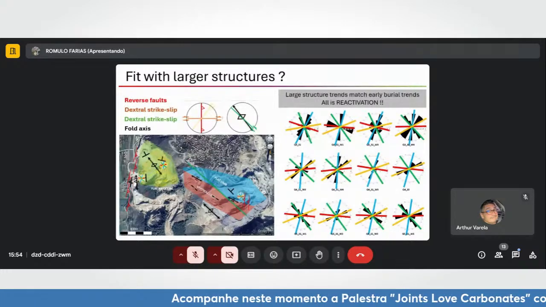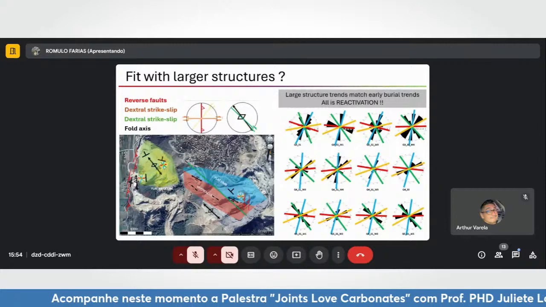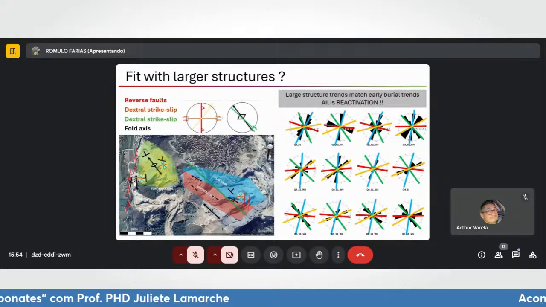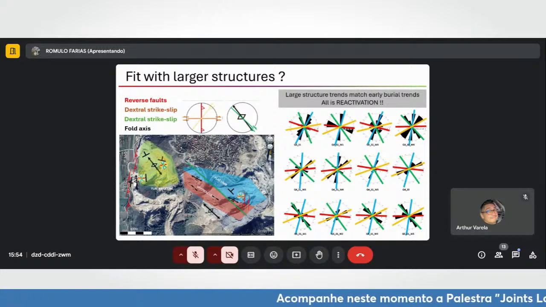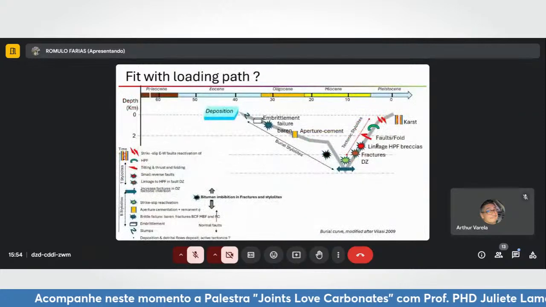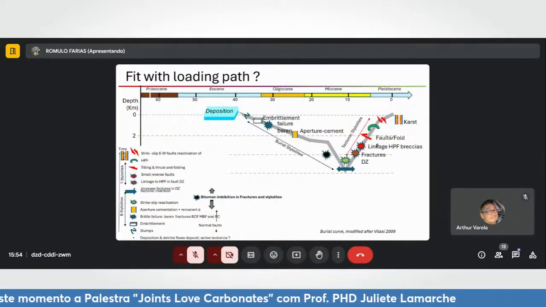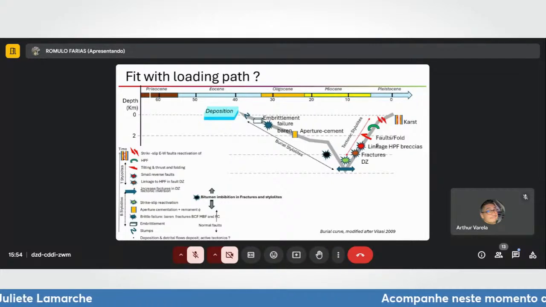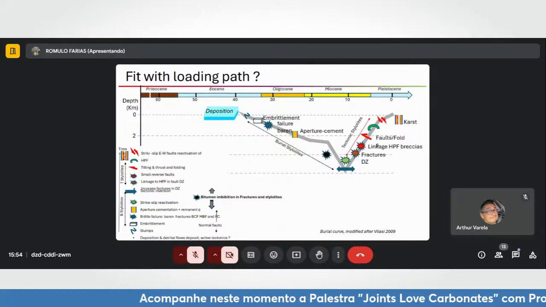Why? Because the fractures formed very early. So they were all there when this formed. So they forced all the later structures to follow their trend. So large structure trends match early burial trends. That means that all is reactivation. And then I put all that on a loading path. So this is the sequence with who is cutting who, and I could put them in the burial period and then the tectonic inversion.